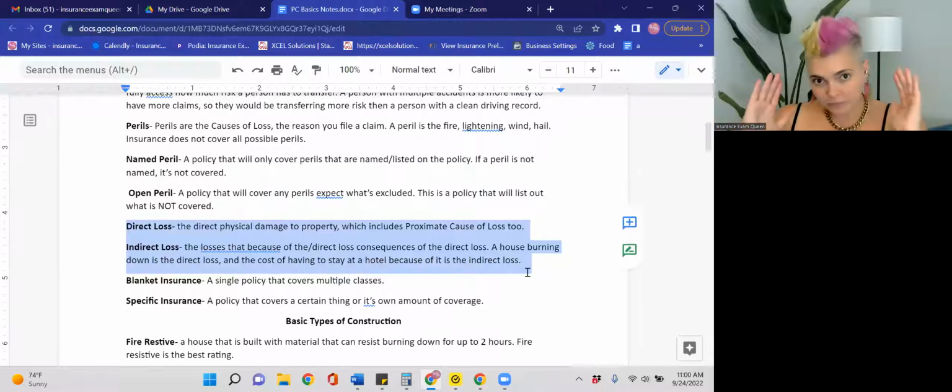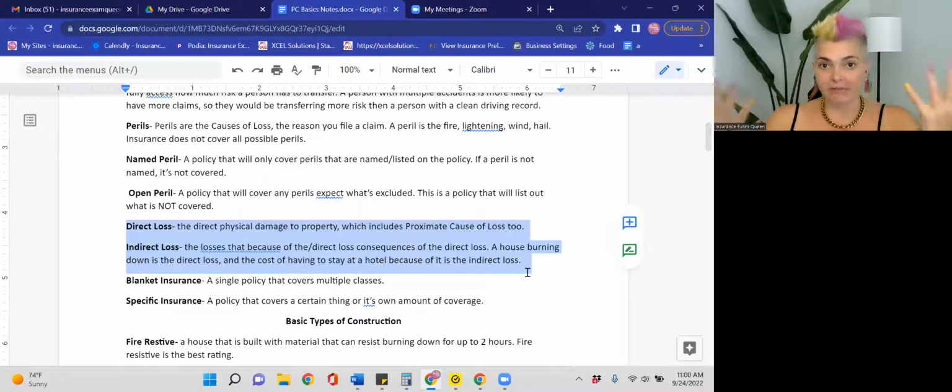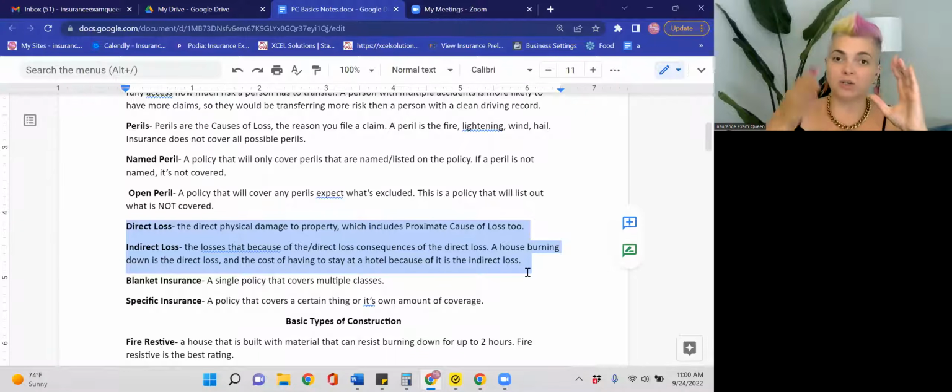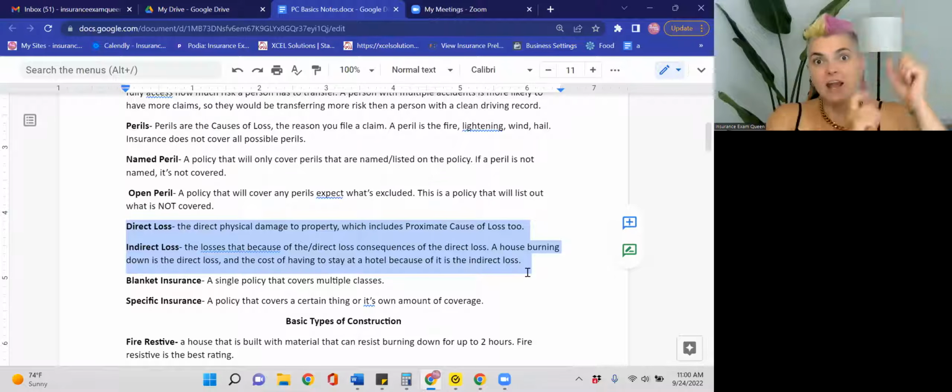Now, when we are covering our house, whether it's named or open, a covered peril happens. The physical damage to the property is known as a direct loss. So when the fire happens, that is the direct loss. The direct loss is anything that is happening in the danger zone. And the danger zone is when the fire is raging. The fire is burning.